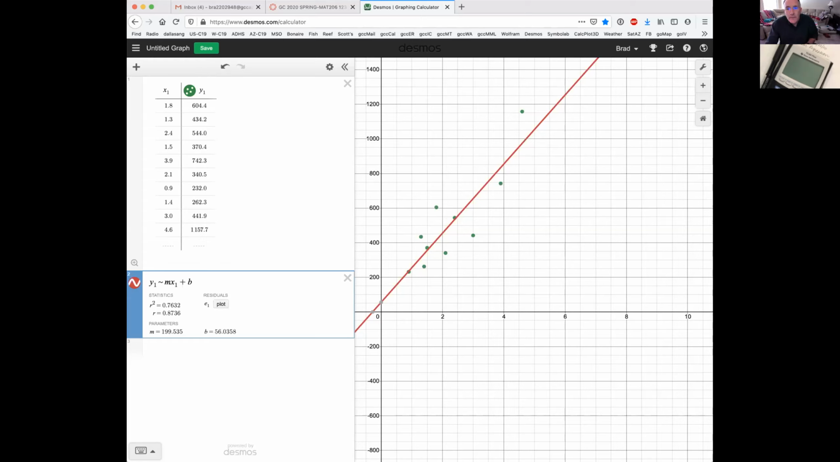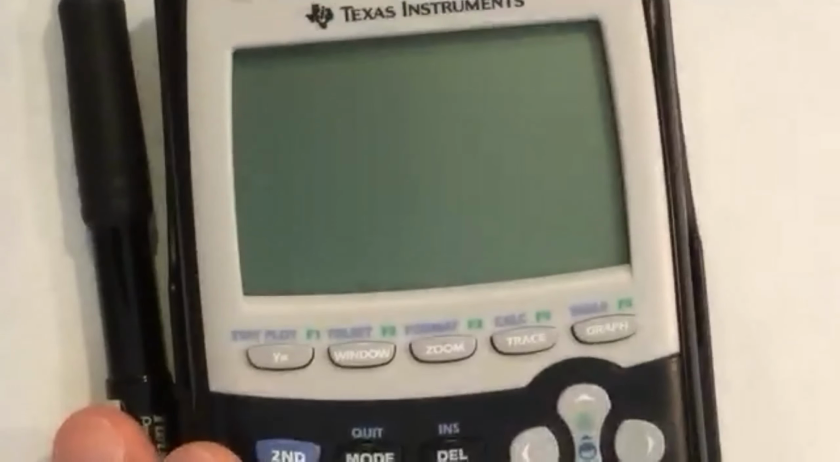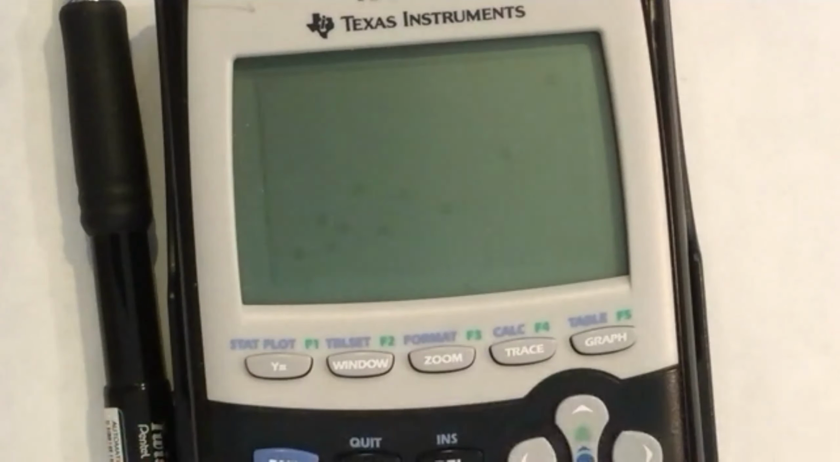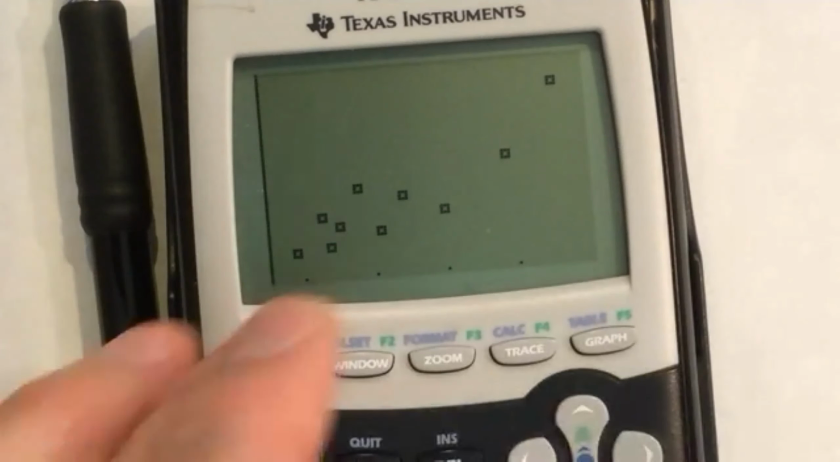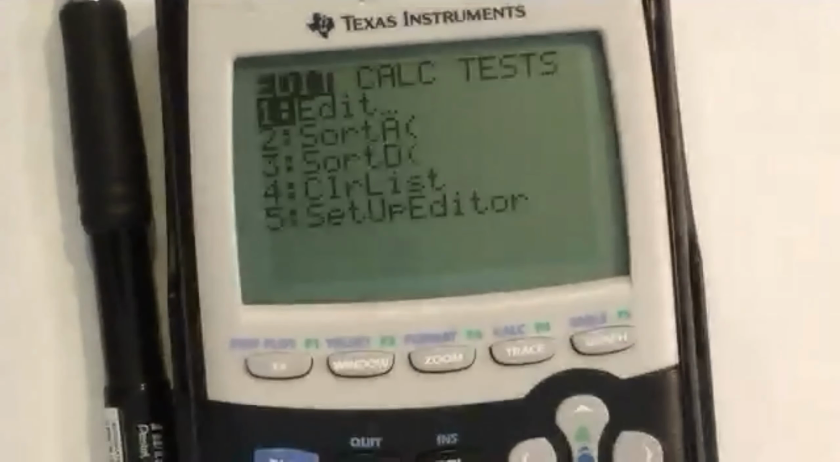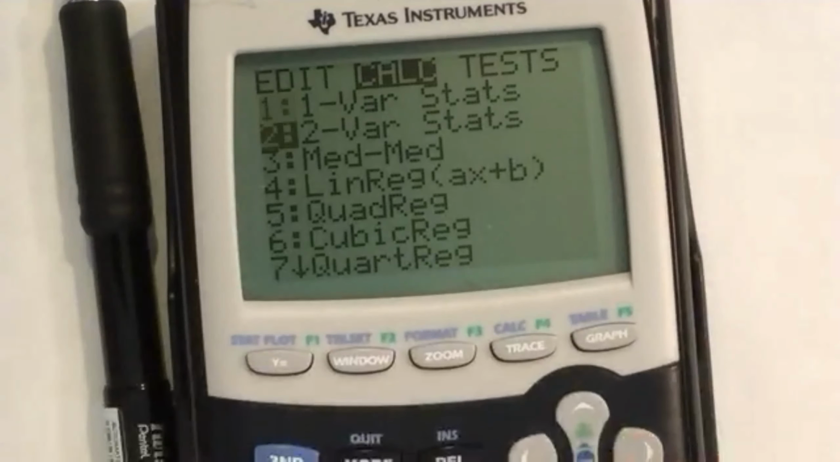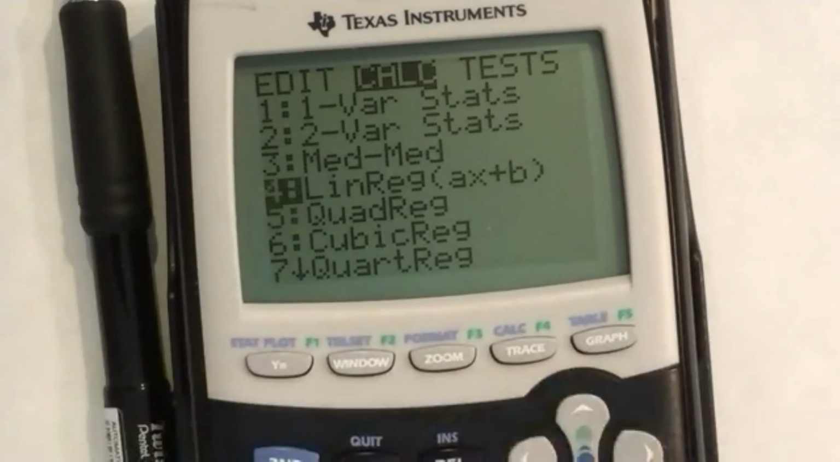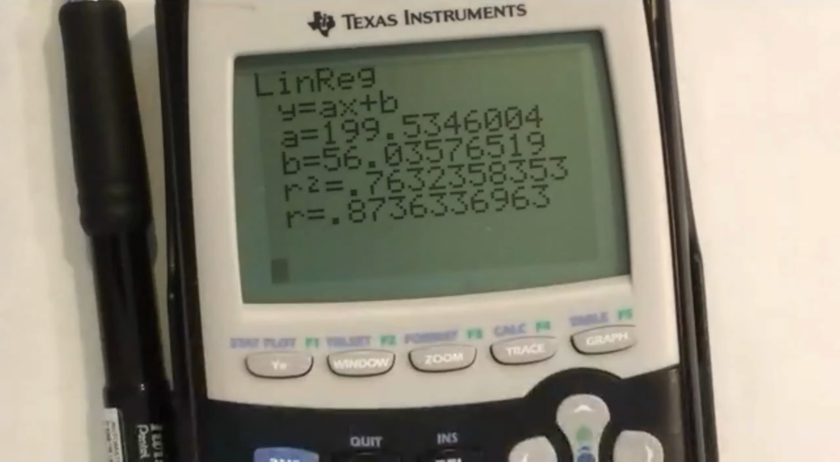Okay, one more thing before I call it good. Let's go back to the calculator. And if I can get it to zoom in and turn it on, I want to put my regression line through this data that we just did. So I'm going to say stat, and I'm going to say calculate, and I'm going to go down here to linear regression. Notice that they use AX plus B instead of MX plus B, but that's okay. It's the same, A instead of M. Do the linear regression. Boom, it does it. And it says the slope is 199.53, the intercept 56.03. That's what we just got.